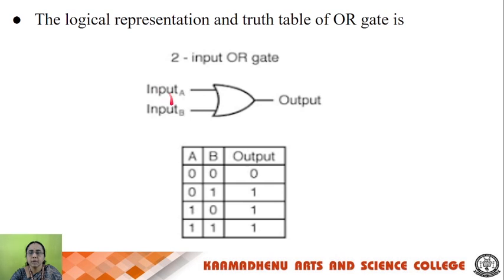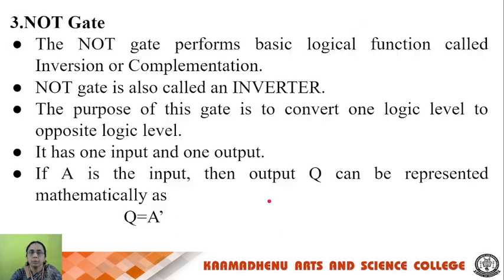In this diagram we have two input signals A and B and only one output signal. This one is the truth table for the OR gate. In this truth table, if any one of the input signals is high, the output is high, otherwise the output is low.